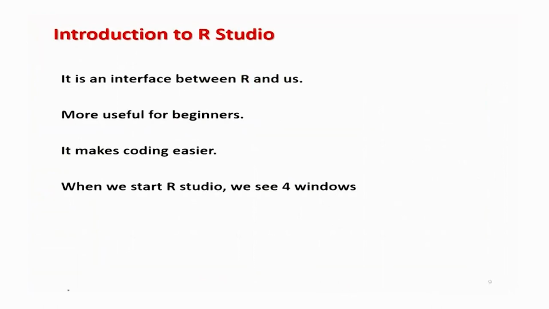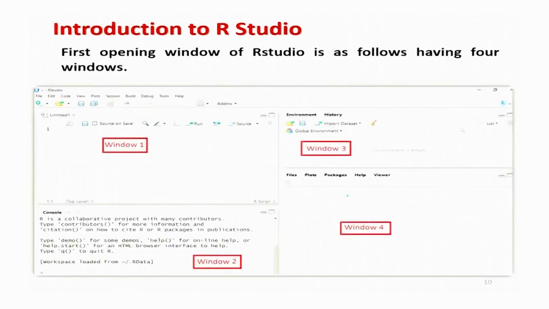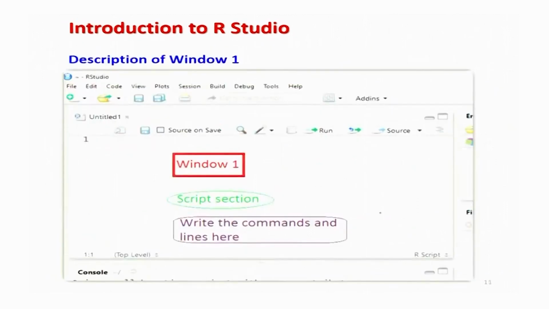So, now you have a fair idea of what I was going to tell you, that this RStudio is a sort of interface between R and actually us, and it is more useful now, as you have seen, for beginners, and it makes the coding and programming easier. And when we start the RStudio, we see these following 4 windows: Window 1, Window 2, Window 3 and Window 4. Now you will understand it very easily what is really going to happen, right.